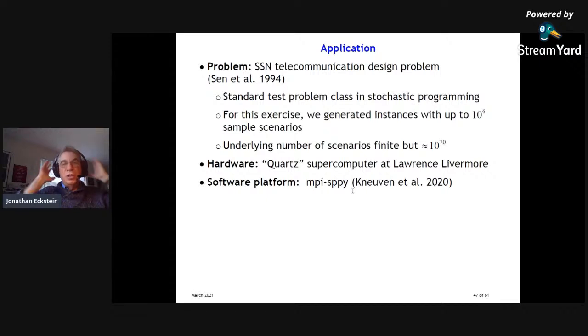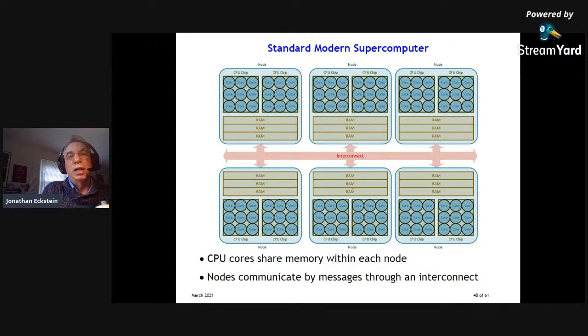So here I just have a few more minutes, but this is the kind of computational work we're doing at the moment. We're looking at a classic problem among stochastic programmers, which is a telecommunication design problem from Suvrajit Sen. In theory it's finite, but it has like 10 to the 70 scenarios. We solved this on a big computer at Lawrence Livermore Labs in the US, using this software that's under development, this mpi-sppy. It's a Python-based stochastic programming platform that was developed originally at Sandia.